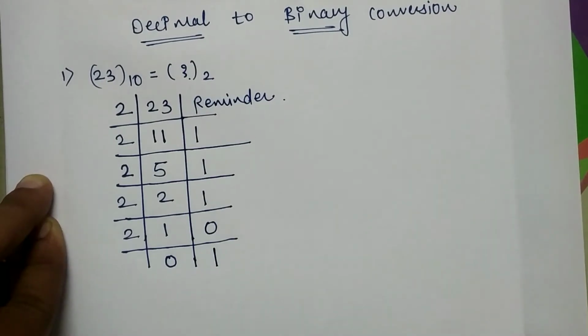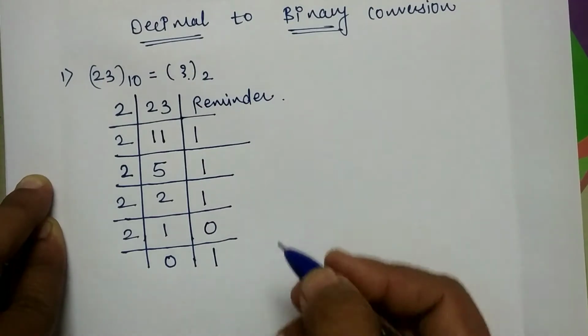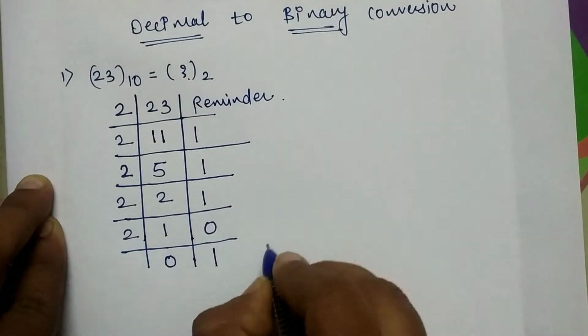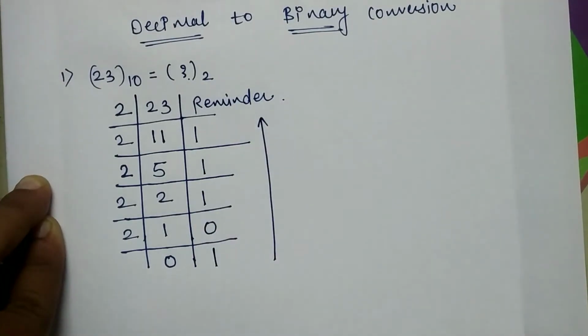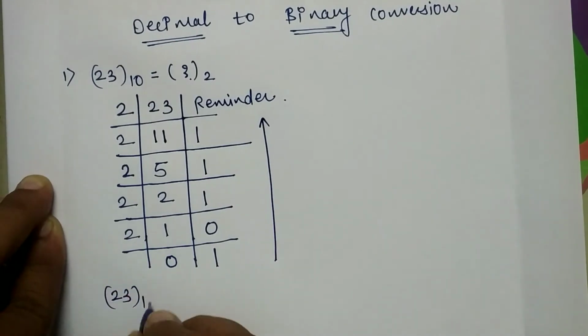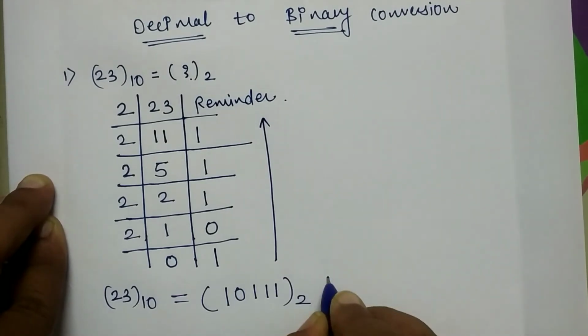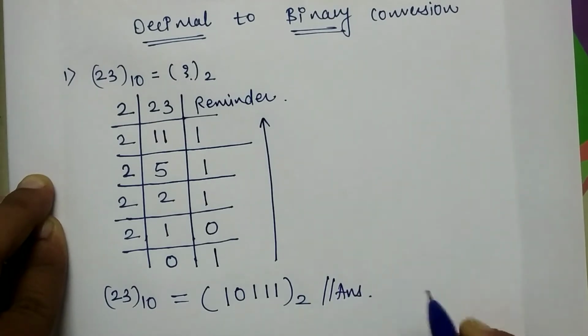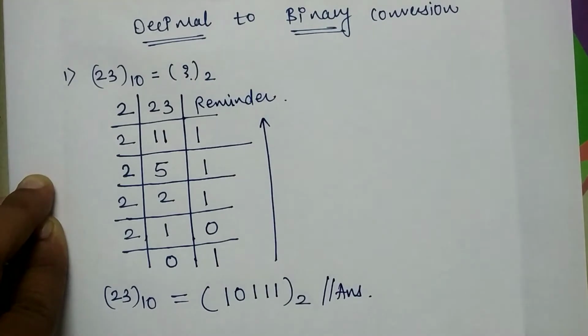Okay. Now we are going to write the equivalent binary number. How can we write it? We have to consider the remainders in the reverse direction. So the answer is 23 to the base 10 equals 10111 to the base 2. How have we calculated this? We consider the remainders in the reverse direction.